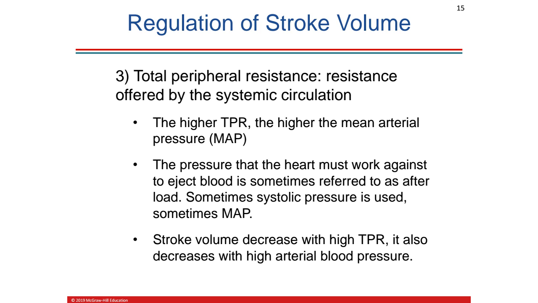But conceptually, it's basically the idea that when you eject blood, you're going from an area of high pressure to low pressure, and the higher the pressure in the aorta, then the more work that the heart has to do, and therefore that constitutes a kind of load that it has to work against. And so the basic outcome of all this is that as the total peripheral resistance increases, that will increase the mean arterial pressure, and therefore stroke volume will decrease.